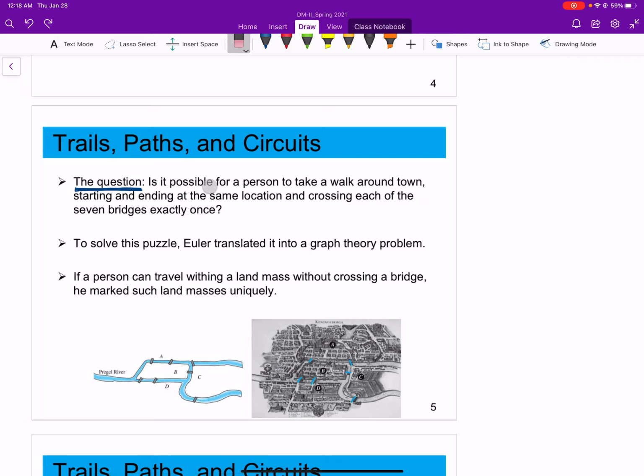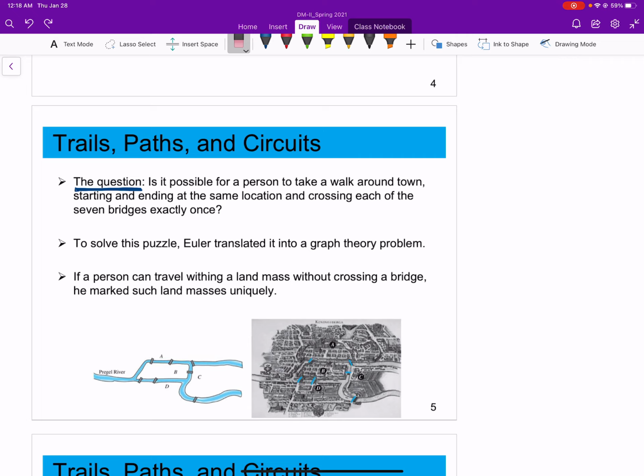Is it possible for a person to take a walk around the town, starting and ending at the same location and crossing each of the 7 bridges exactly once? Okay, so this is the problem. I'm going to read the problem again. Is it possible for a person to take a walk around the town, starting and ending at the same location and crossing each of the 7 bridges exactly once? All right, so this is the problem.